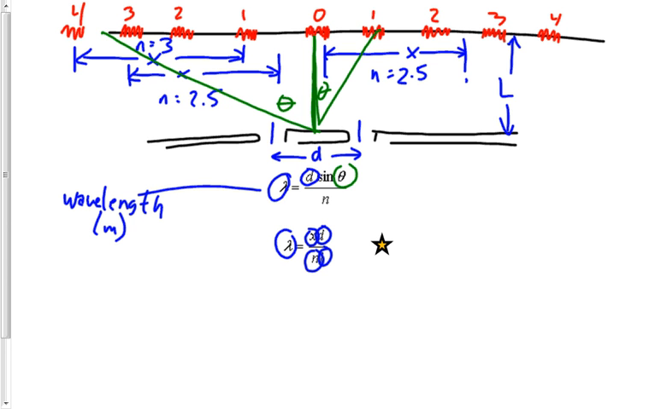But n has got to be consistent with it. What would n be in this case? 1 minus 0 is 1. What would n be in this case? What is it? 3.5. Does that make sense?